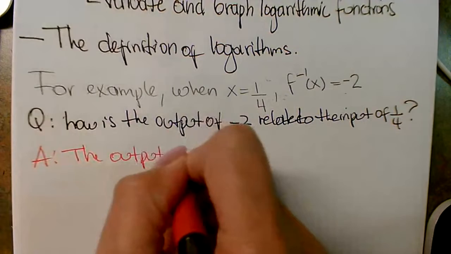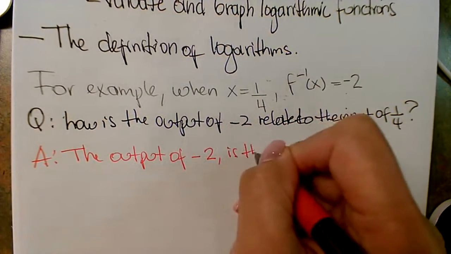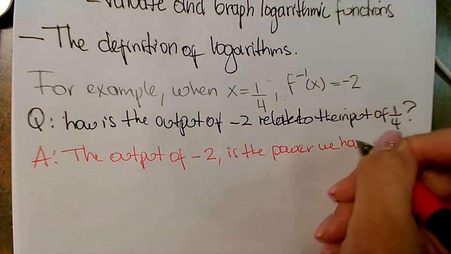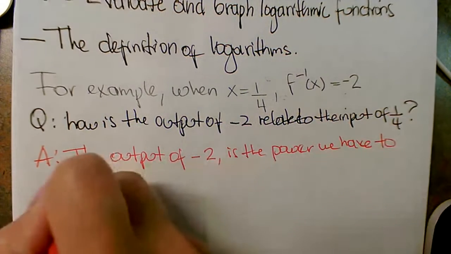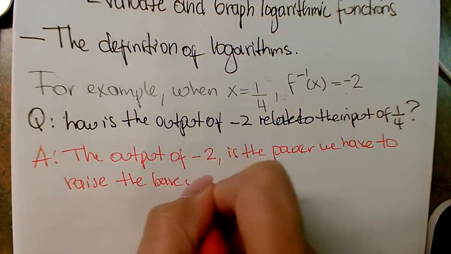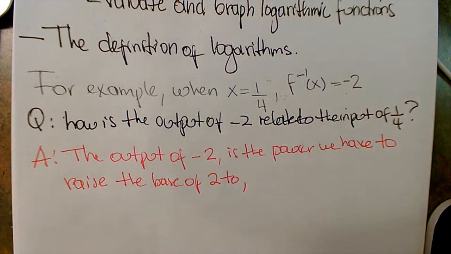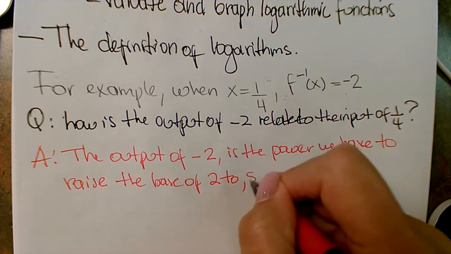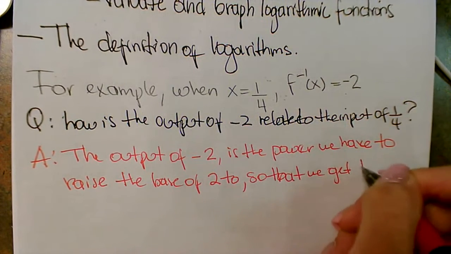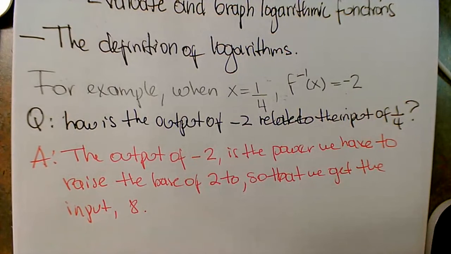The output of -2 is the power we have to raise the base of 2 to so that we get the input. It's exactly the same.